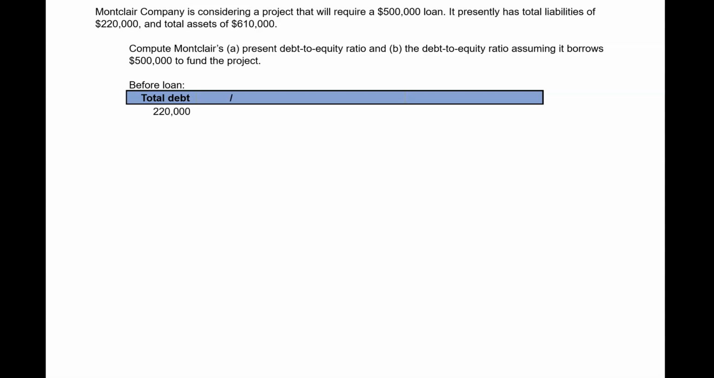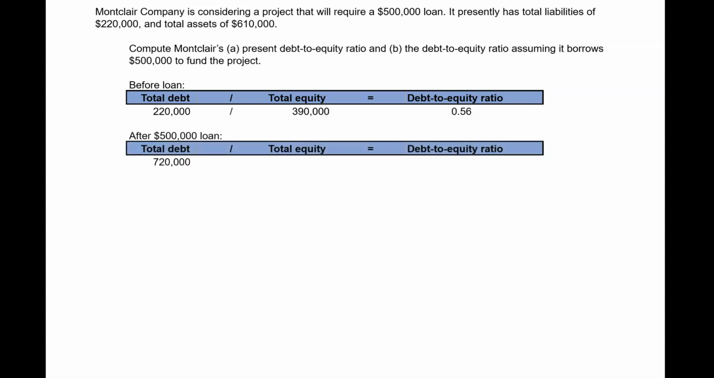Okay, currently their total debt is $220,000 and their total equity is $390,000. That gives them a debt to equity ratio of 0.56, which is really good. It's pretty much equal. If they were to get this loan, it would increase their debt to $720,000 and their equity would stay the same at $390,000. This increases their debt to equity ratio to 1.85. They have almost twice as much liabilities as they do equity, which is not a good idea.